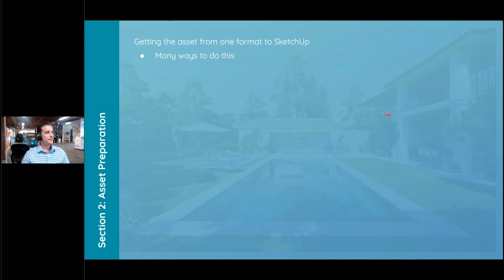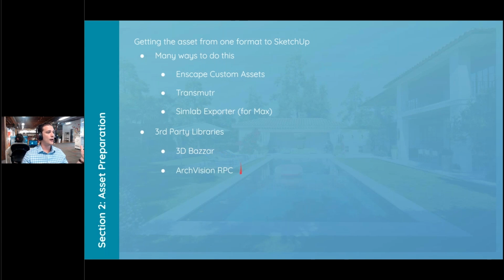So with those two things in mind, there's a lot of ways to get components that you export from 3ds Max into SketchUp or Blender into SketchUp. I'm going to go through some of the ways that you can do that. Obviously through Enscape custom assets, you can do it through Transmutr. We went over the importer for 3ds Max, or the exporter for 3ds Max, the SimLab exporter. And then you've also got third-party libraries like 3D Bazaar that actually pull the content in for you and manage it all. And then Arc.Vision, RPC, same kind of thing.